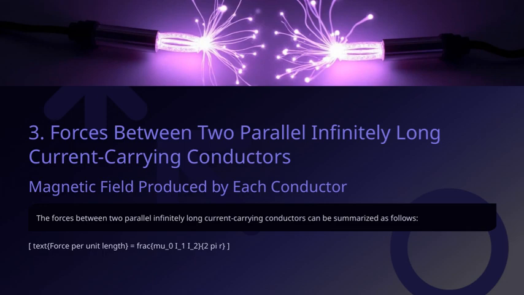When the currents flow in the same direction, these conductors attract each other, and if they flow in opposite directions, they repel. This relationship is fundamental in understanding how magnetic fields influence conductors and is crucial for designing electrical systems and devices. So, in the broader context, this formula helps us quantify the forces at play and predict how conductors will behave under different current conditions.